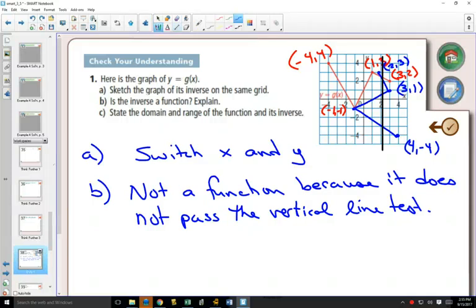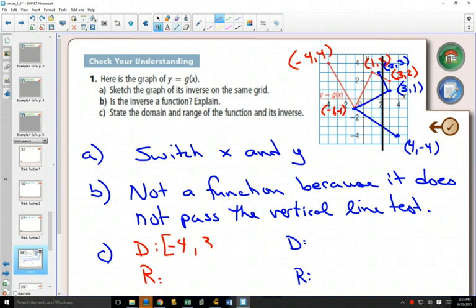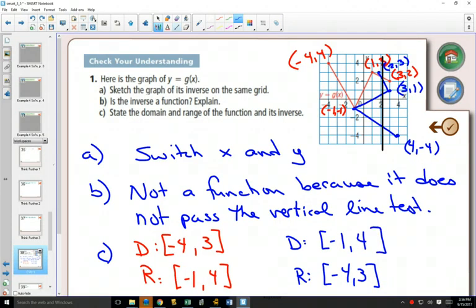And then part C, state the domain and range of each. So we will do the red one first. The smallest value is -4. The biggest value is 3. And the range, the smallest value is -1 and the biggest value is 4. And even with the domain and range, you get this key idea of switching x and y. The domain are your x values. The range of the inverse is exactly the same as the domain of the original function. And similarly, the domain of the inverse is exactly the same as the range of the original function.